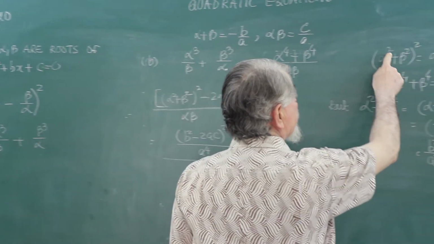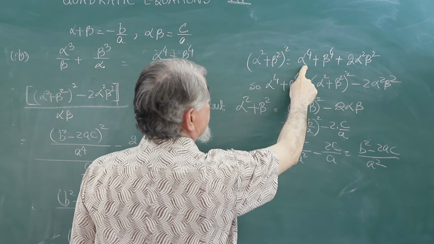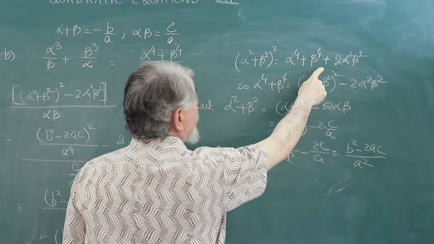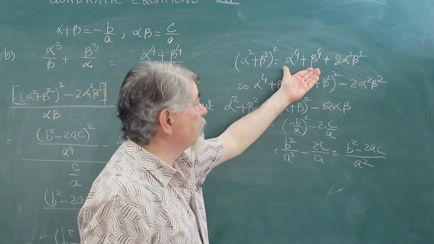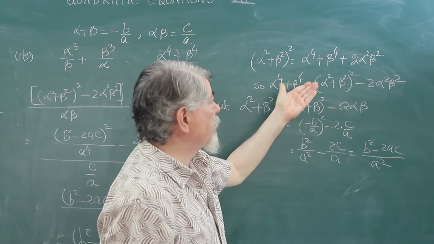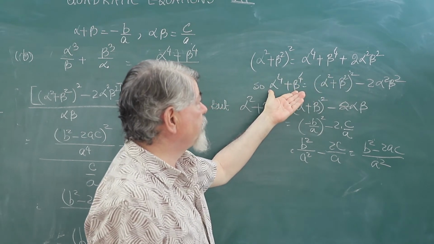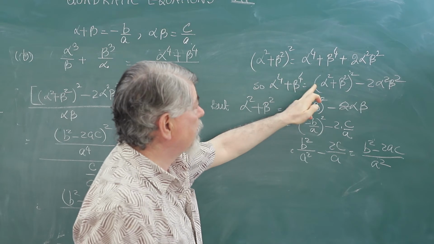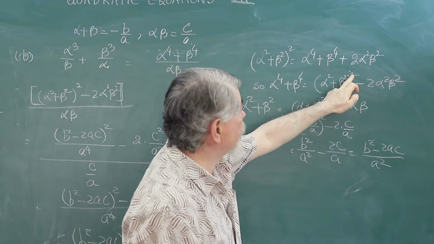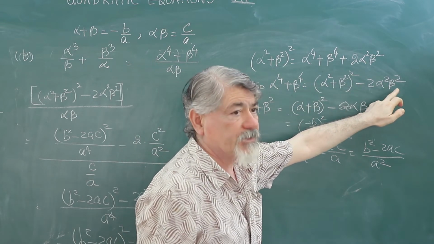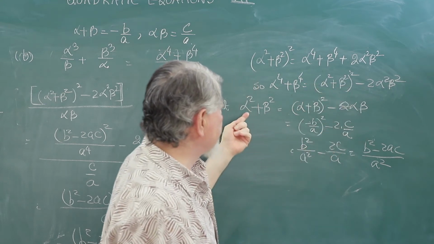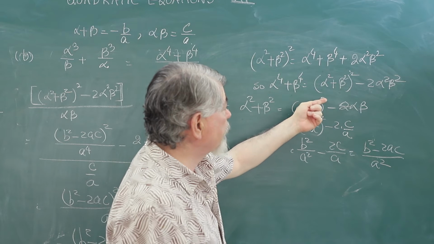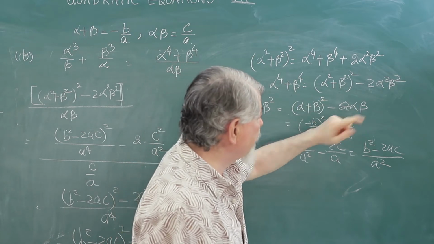We know (alpha square plus beta square) to the power 2 is alpha 4 plus beta 4 plus 2 alpha square beta square. So by transferring one term to the other side, alpha 4 plus beta 4 is calculated as (alpha square plus beta square) whole square minus 2 alpha square beta square. Again, alpha square plus beta square is calculated as (alpha plus beta) whole square minus 2 alpha beta.